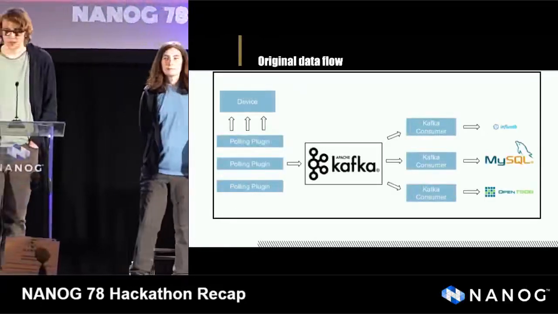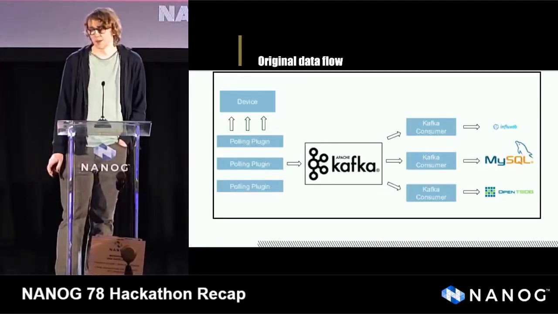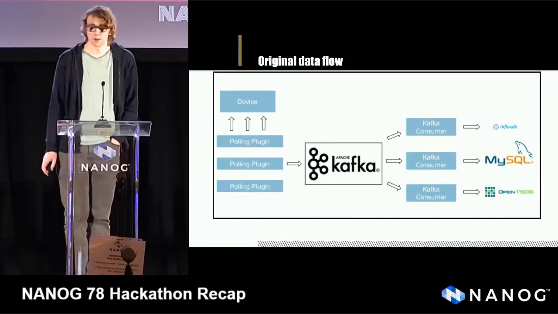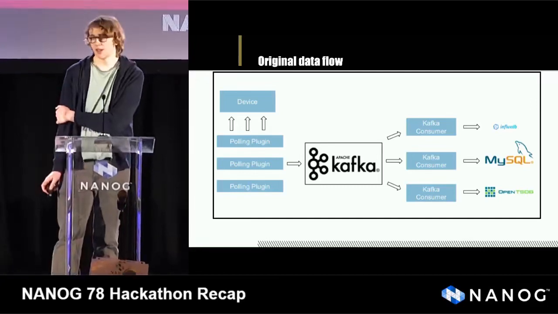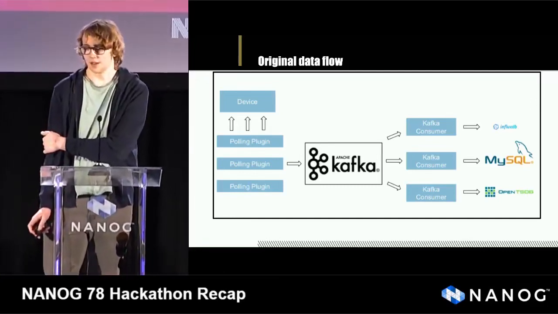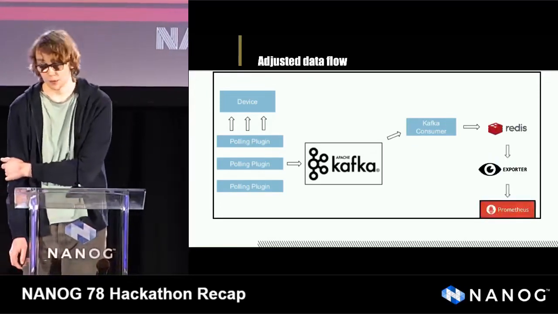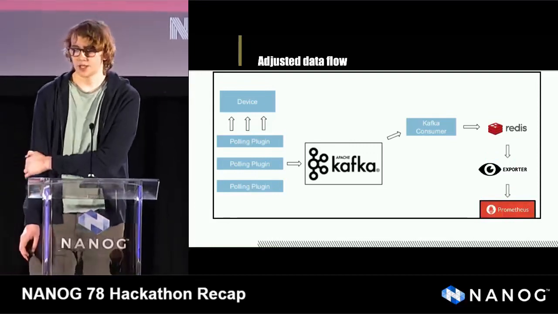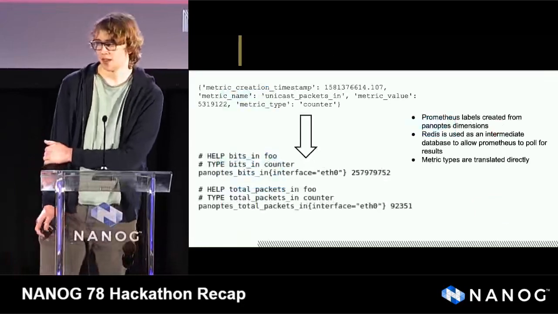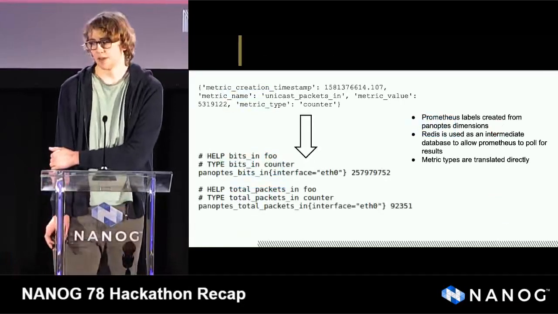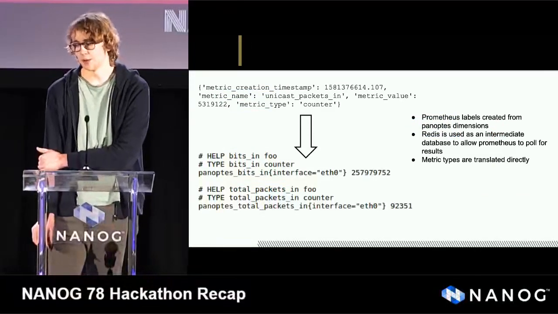So Prometheus primarily uses a pull-based system in order to ingest data. This wasn't directly compatible with the push-based system that existed in Panoptes when we started. We modified the Influx to be a Kafka consumer in order to ingest data for Prometheus. We used Redis as an intermediate database to buffer data before it was pulled by the Panoptes exporter into Prometheus. We directly translated Panoptes dimensions into Prometheus labels to make sure we had metadata for the data that we were ingesting.